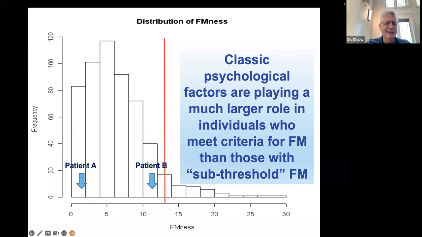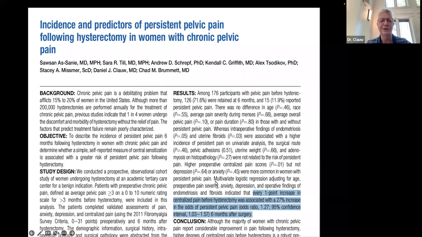What we did, and this is nice when you're a researcher, we exactly replicated these results in an entirely different group of people. These are women with chronic pelvic pain. Most of these women were diagnosed as having endometriosis. They had chronic pelvic pain. They were getting a hysterectomy in an attempt to relieve their chronic pelvic pain. And we found the identical features.